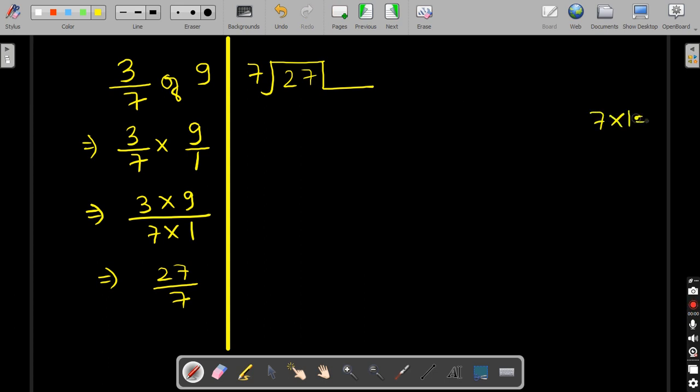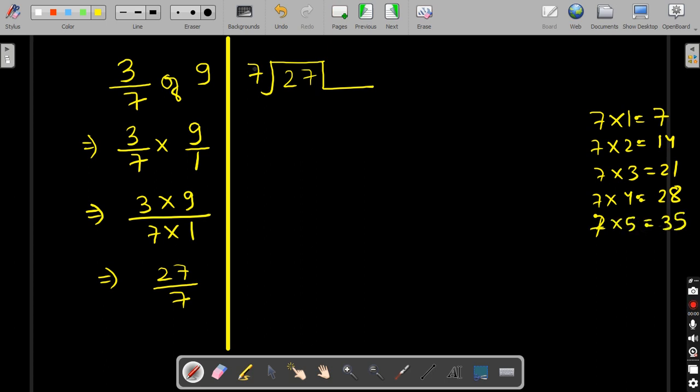If you know, okay. If you don't know, as I told you, make a table. 7 1s are 7, 7 2s are 14, 7 3s are 21, 7 4s are 28, and after that 7 5s are 35. Now I need to check which is below 27 or equal, where it is matching. So it is matching at 3. So 7 3s are 21. So how much remainder did I get, student? 27 minus 21, I got 6.